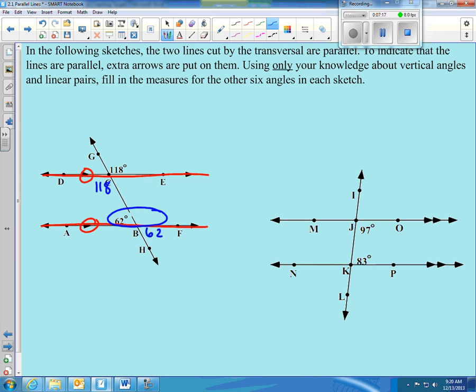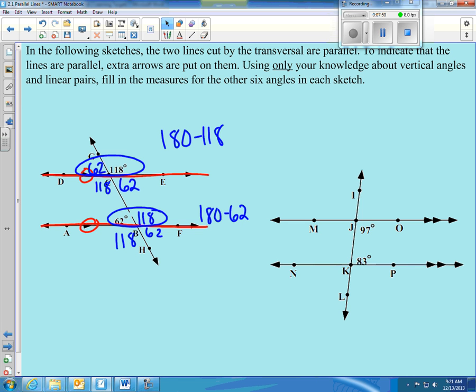Linear pairs are angles that are right next to each other, and those form a straight line. A straight line is 180 degrees. So I can find my missing angle by taking 180 minus the 62, and that ends up being 118 degrees. That angle's vertical angle will also be 118 degrees. We can use the same idea here, that this linear pair adds up to 180, so I can take 180 minus 118 degrees, and we find out that this angle is 62 degrees. Based off vertical angles, we also know that that one is also 62 degrees.